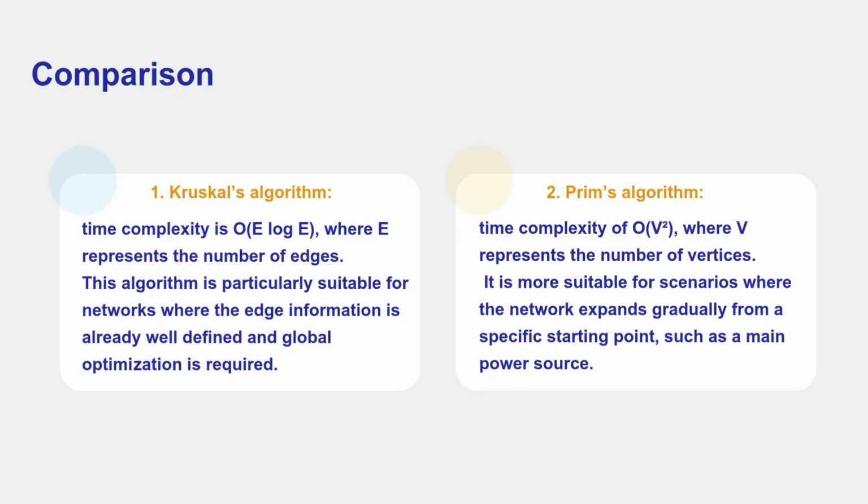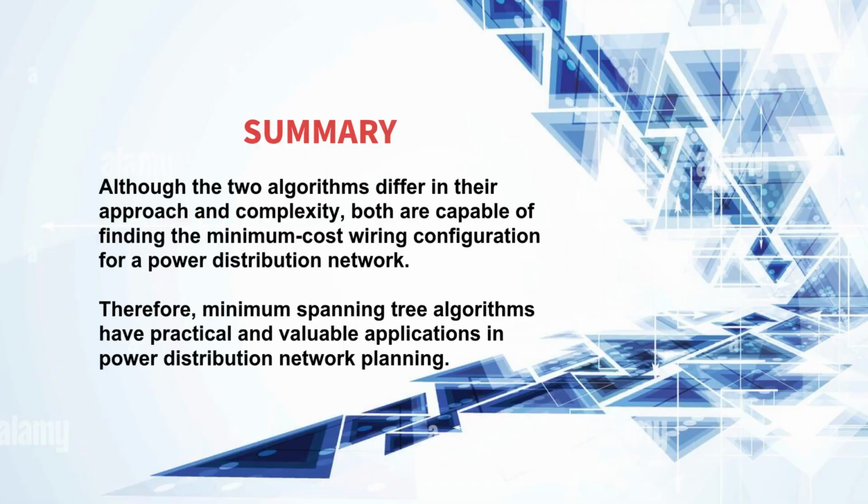Prim's algorithm starts from a special node, such as the main power source, and gradually spans the network. In this basic implementation, the complexity is V squared. It is suitable for power distribution systems that are expanded step by step. Though these two algorithms work differently, both can efficiently find minimum cost wiring plans. Therefore, minimum spanning tree algorithms are very practical for power distribution network planning.